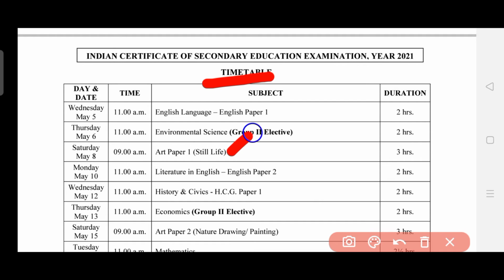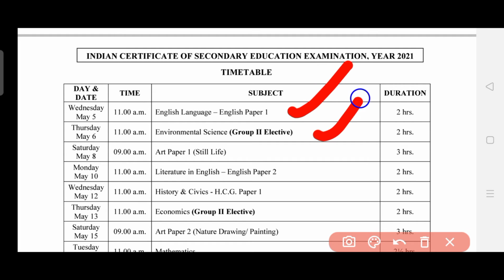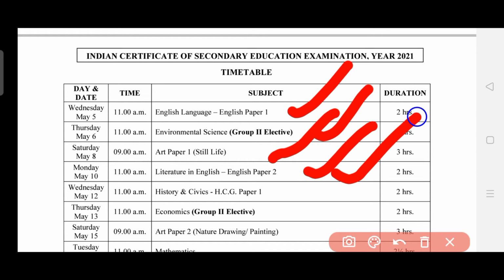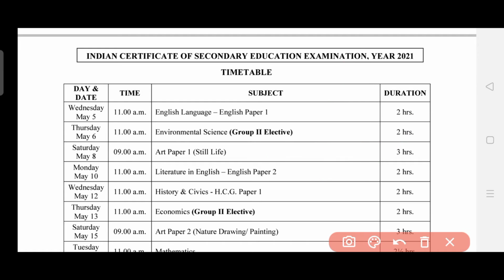Your examination starts from May 5. So keep this day in your head, that your examination is starting from May 5, and the first examination is English language. Then Thursday, if anyone has taken environmental science, then this subject is on May 6. And if I talk about art paper still life, it is on May 8. May 10 is for literature and English paper. Yes, this is the second date because the majority of the students are prepared for this. So English language is on May 5 and English literature is on May 10.